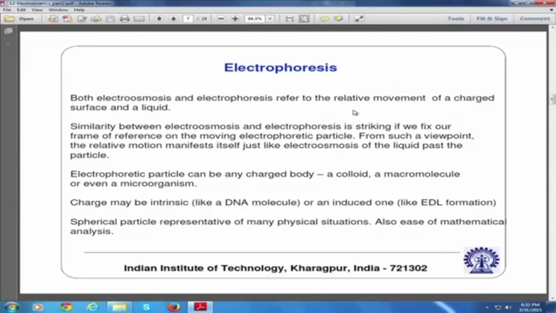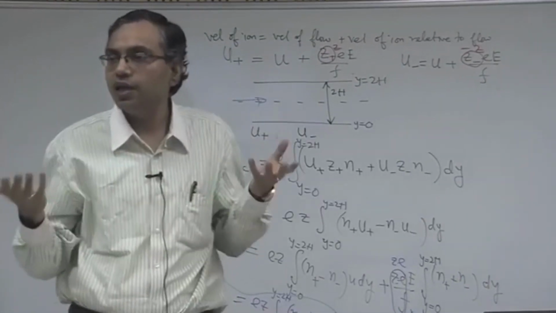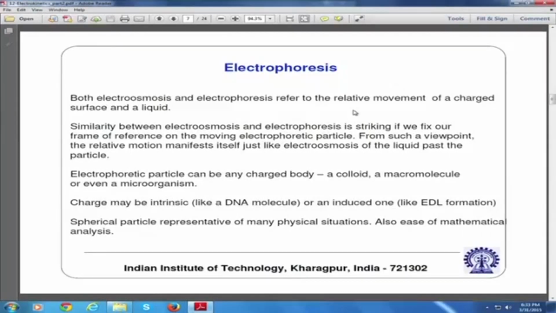If you attach your reference frame with the particle, then sitting on the particle it will appear as if the particle is stationary and liquid is moving past it. So it is a matter of from which reference frame you are looking into the flow. So the fundamental mathematical consideration should be identical, because either you sit on the solid surface which is stationary and you see fluid flow past it, that is electroosmosis, or you sit on the moving solid body and see the relative motion of the liquid, both are the same in one way or the other.